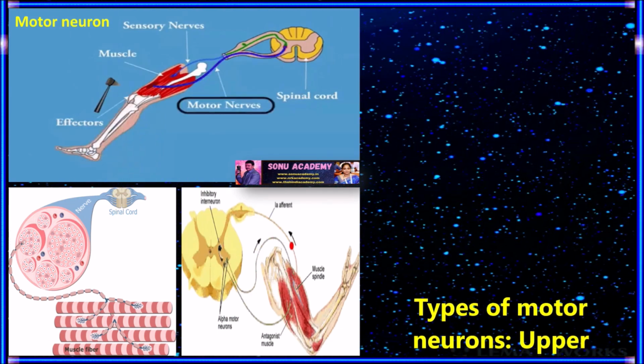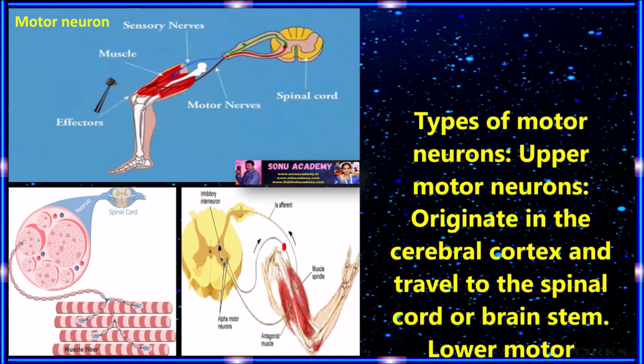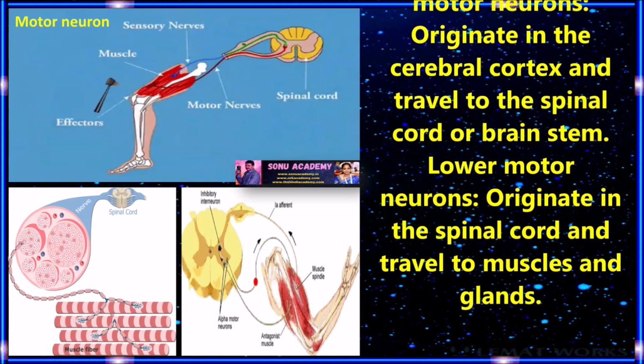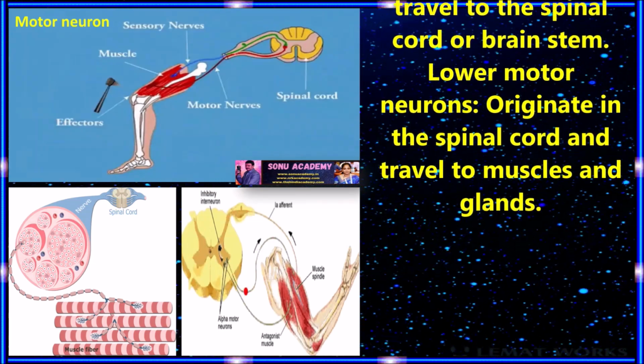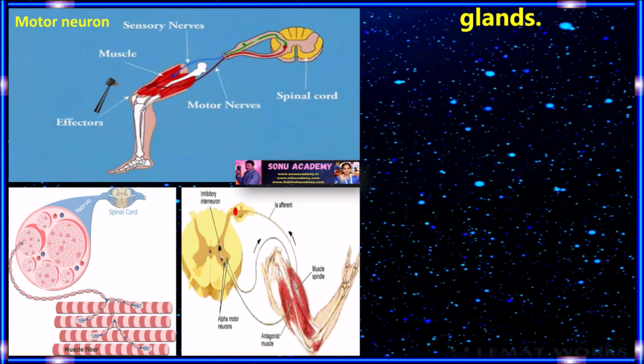Children, now let us see what are the types of motor neurons. Upper motor neurons originate in the cerebral cortex and travel to the spinal cord or brainstem. Next one is lower motor neurons, which originate in the spinal cord and travel to muscles and glands.